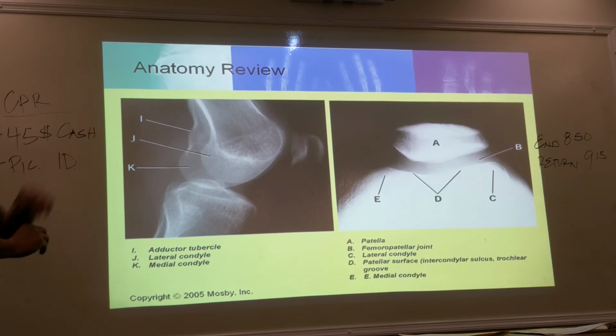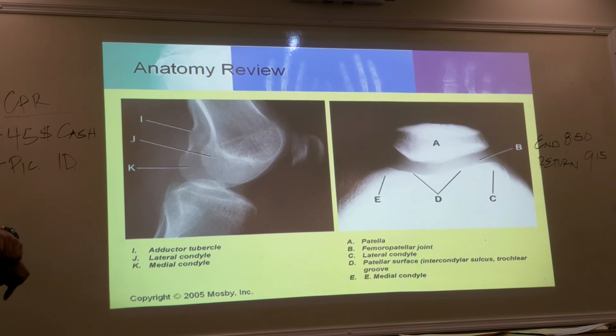So A would be what structure? Patella. Your patella, and the space between that and your femur. B, the patellofemoral joint, or femoropatellar joint. D is going to be the patellar surface or the intercondylar sulcus.